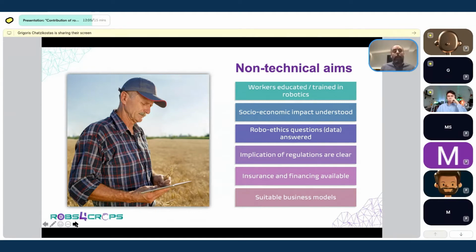How can we make sure that the financial sector understands the new technologies so that they can insure and finance the hardware, the robots or the smart implements? And last but not least, how can we make suitable business models for the European farmers that cannot afford individually big investments in technology?